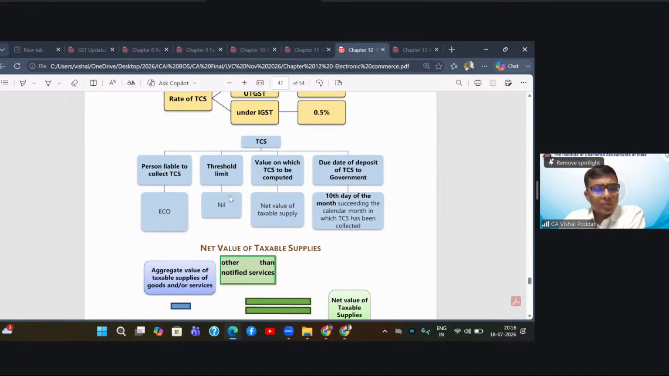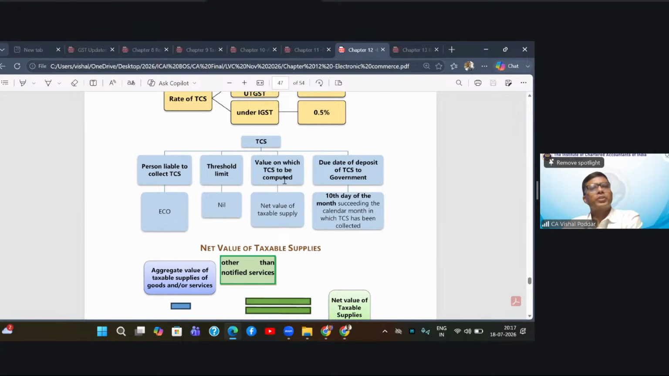There is no threshold. Unlike income tax, where you have TDS or TCS only if the transaction exceeds some amount, here there is no such amount. But in case of TDS, if you recall, there is an amount of 2.5 lakhs. So wherever you are making supply to government and your contract value exceeds 2.5 lakhs, only in that case TDS is applicable. But for TCS, there is no such amount limit.